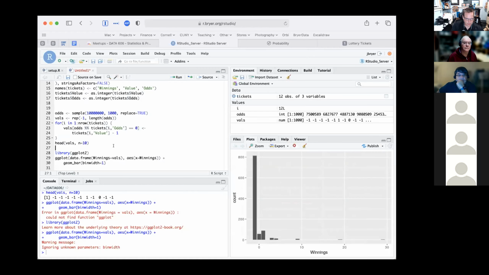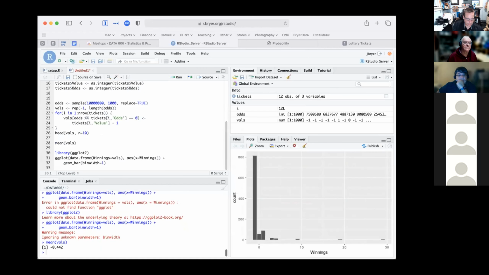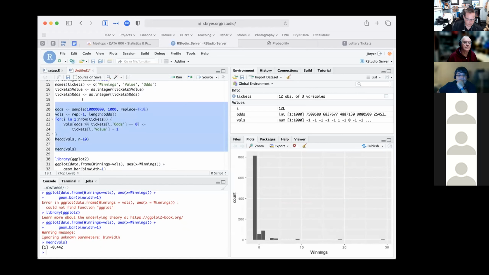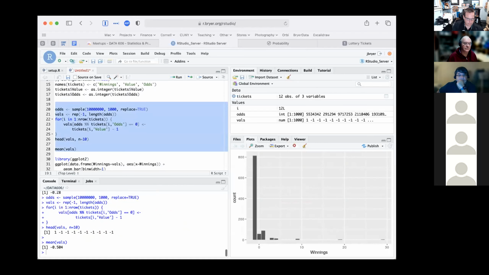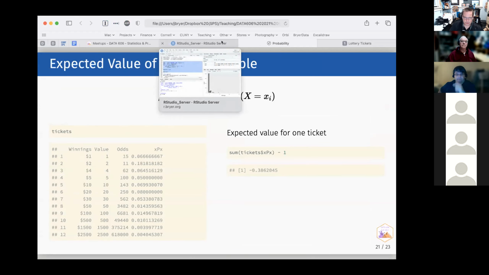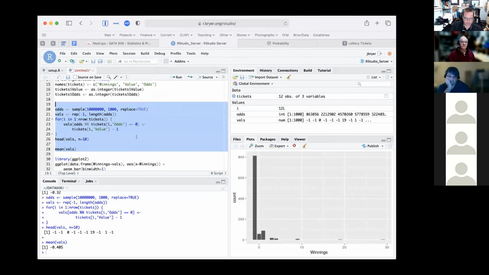Let's see what this looks like. So here we got -442, but of course we can run this again. -28, -5.04. So we're hovering around there. What was the theoretical? -38. So we can actually have a distribution from our distributions, which is something we'll talk about later, sometimes called bootstrapping.